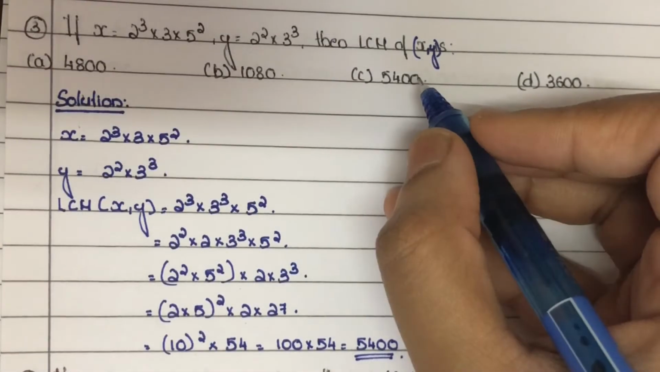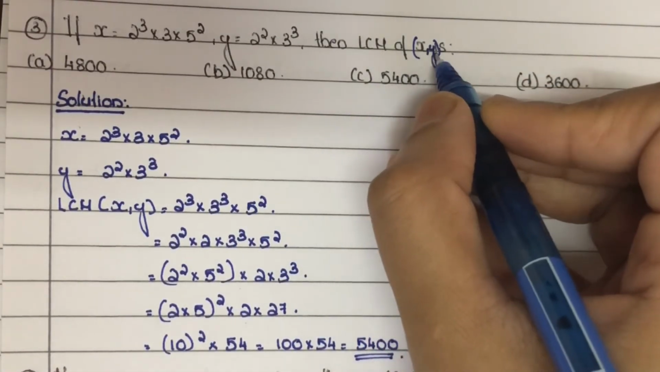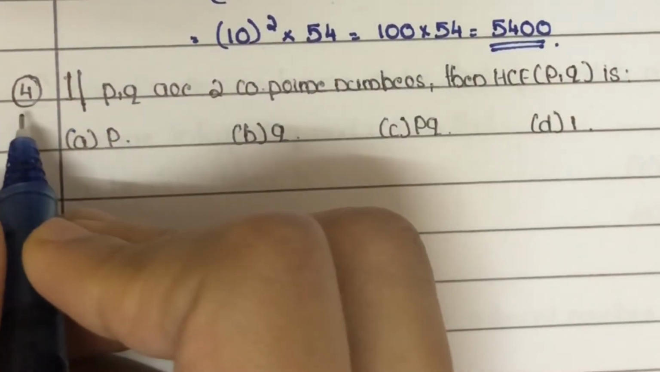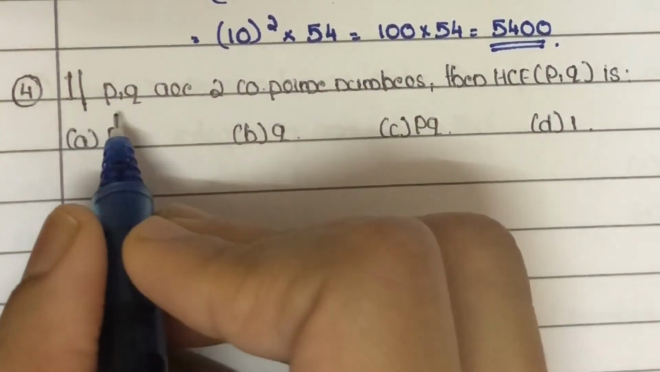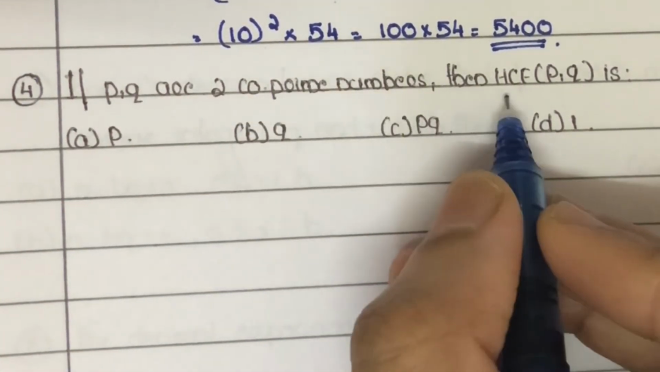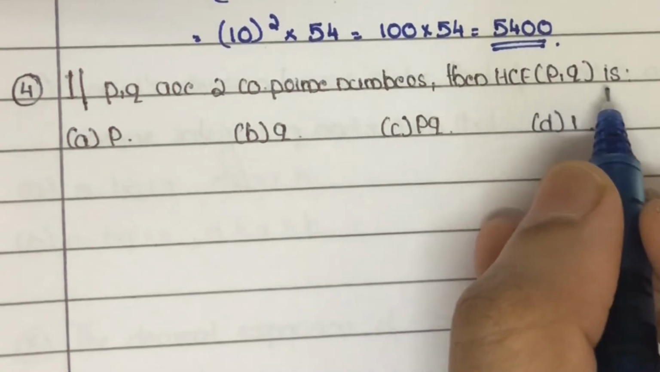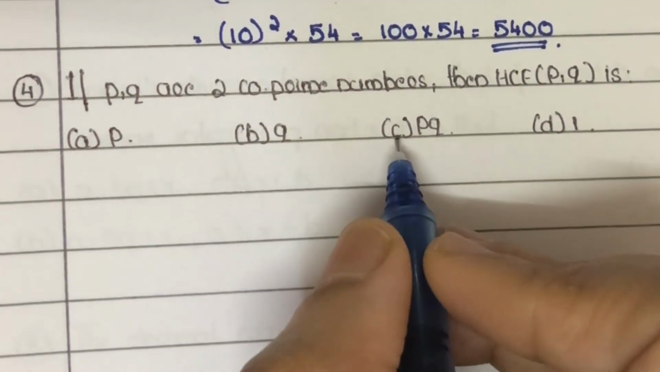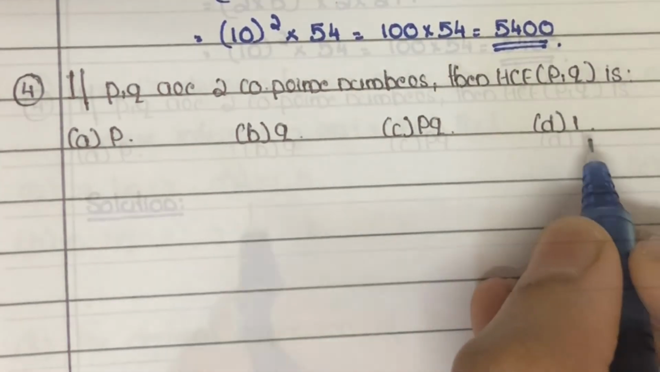5400. So LCM of x comma y is 5400. Next, question number 4. If p comma q are two coprime numbers, then HCF of p comma q is: option A p, option B q, option C pq, option D 1.